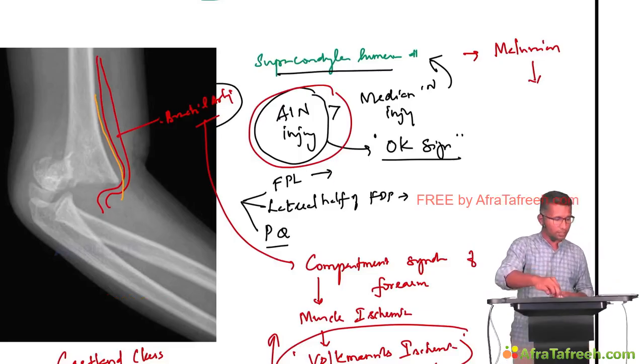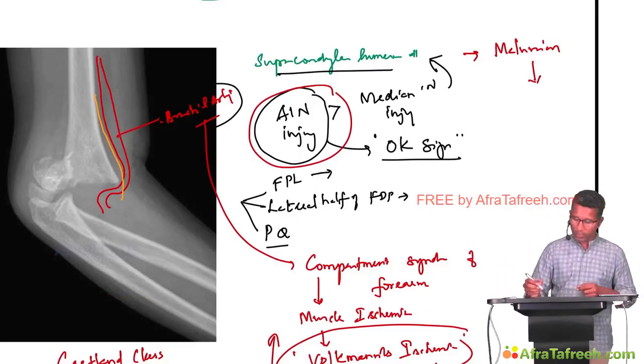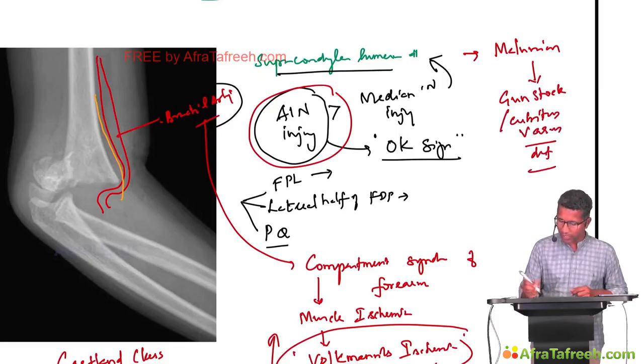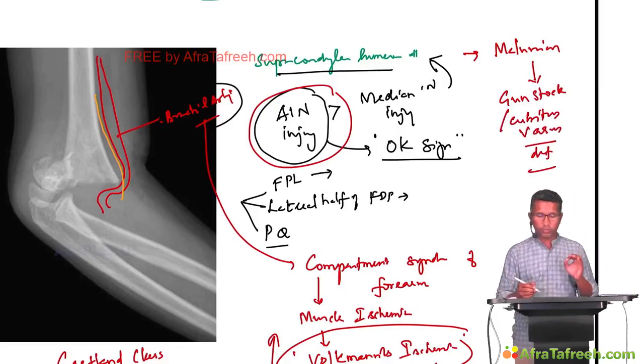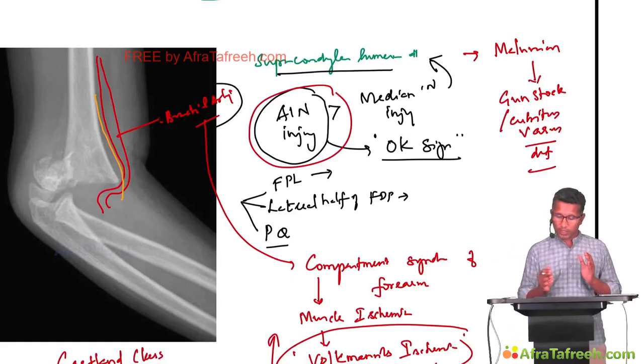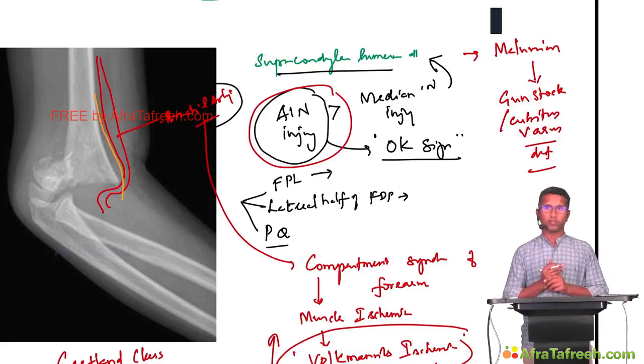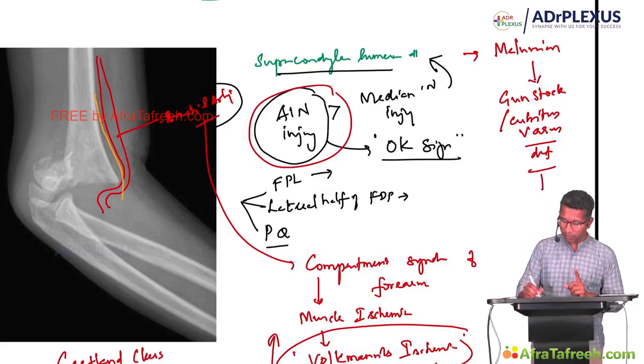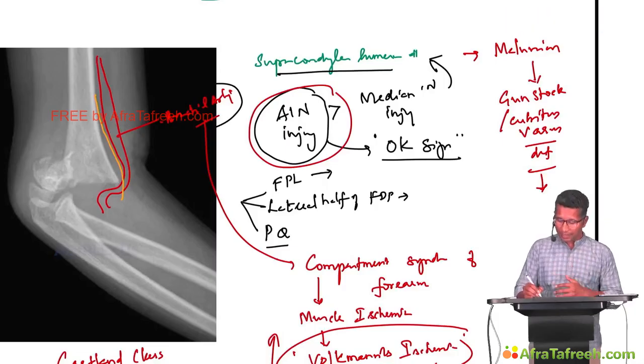Yes, it is called gunstock deformity. Very good, Hari. Very good, Vinita. It is also called cubitus varus deformity. So whenever a supracondylar humerus fracture goes for malunion, it results in a deformity called gunstock deformity, also called cubitus varus deformity. Please remember, whenever there is this deformity, the carrying angle is reversed.